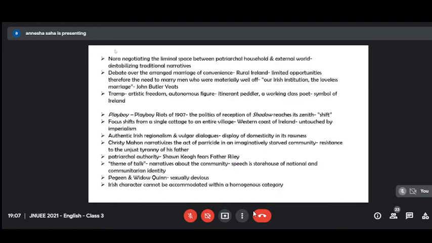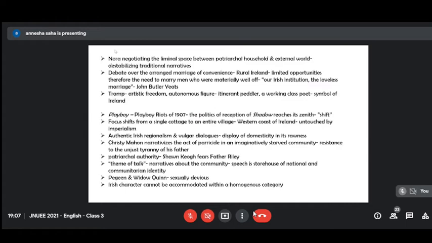For a sense of, simply out of a necessity for financial security, she has had to undergo almost a transactional marriage where love is basically absent. And John Butler Yeats, who was, I think, William Butler Yeats's brother, describes the Irish institution of marriage as our Irish institution, the loveless marriage.